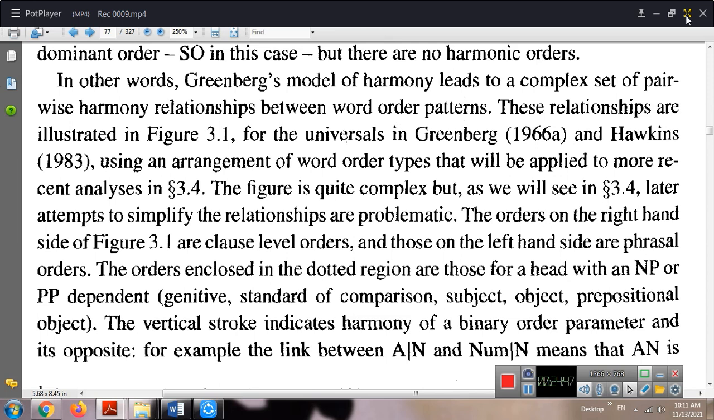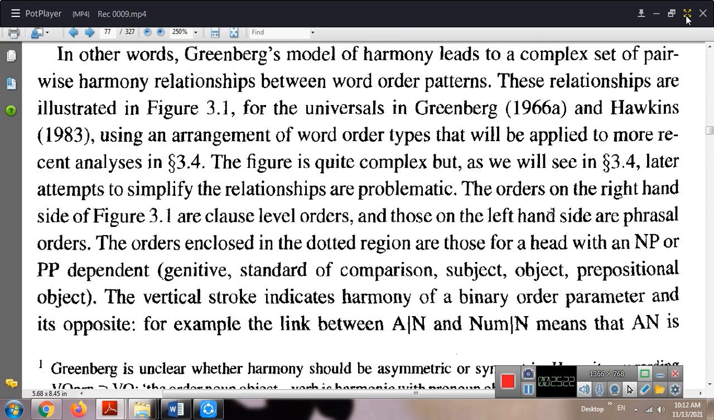These relationships are illustrated in figure 3.1 for the universals in Greenberg 1966 and Hawkins 1983, using an arrangement of word order types that will be applied to more recent analysis in 3.4. The figure is quite complex, but as we will see in 3.4, later attempts to simplify the relationships are problematic.